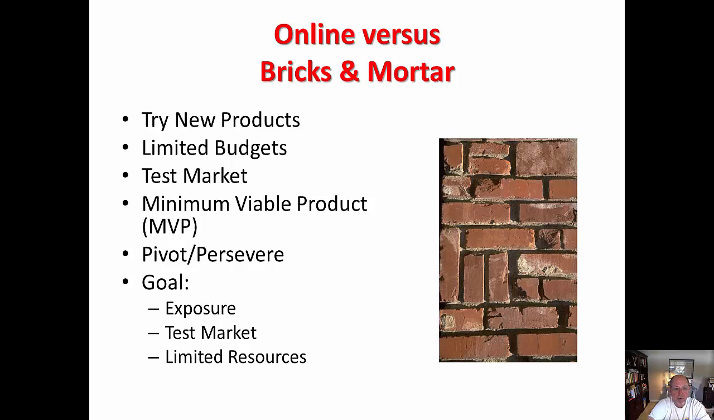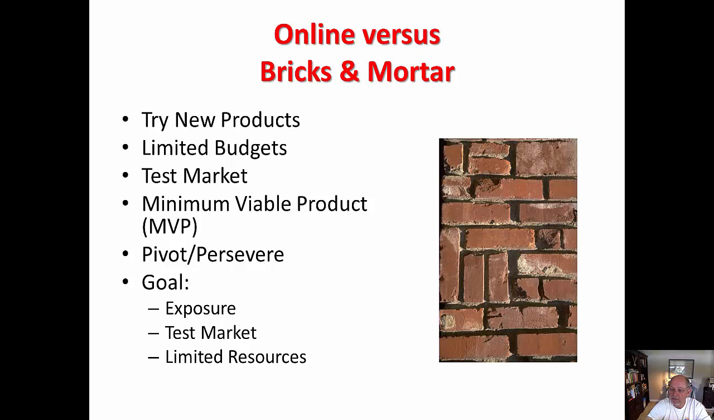Online versus bricks and mortar. So far, we've talked about online businesses. It's getting time to flip over to the bricks and mortars. Think about your current business. Think about the company you work for. If you were going to try a new product, why would your company hesitate trying that new product? First of all, there's limited budgets. There's only so much money to go around. Go ask for more money, and the boss might tell you it's not in the budget.